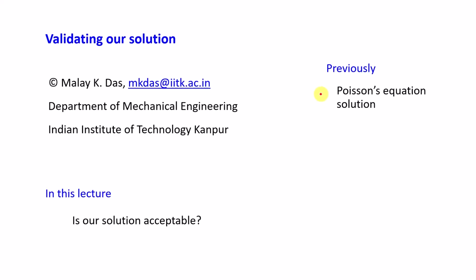By now we have solved the Poisson equation, that is heat conduction in a nuclear rod. And even if you have not solved it yet, now you have some idea of what kind of solution we are going to get. Now the question is: is our solution acceptable? Is it of acceptable accuracy? Is it useful?